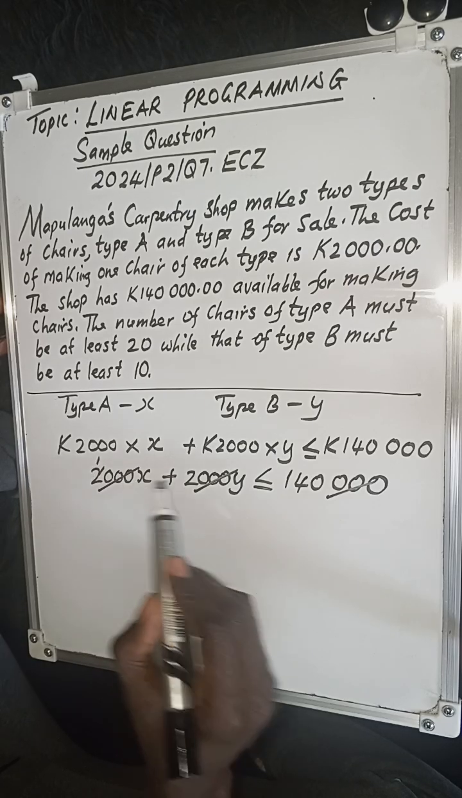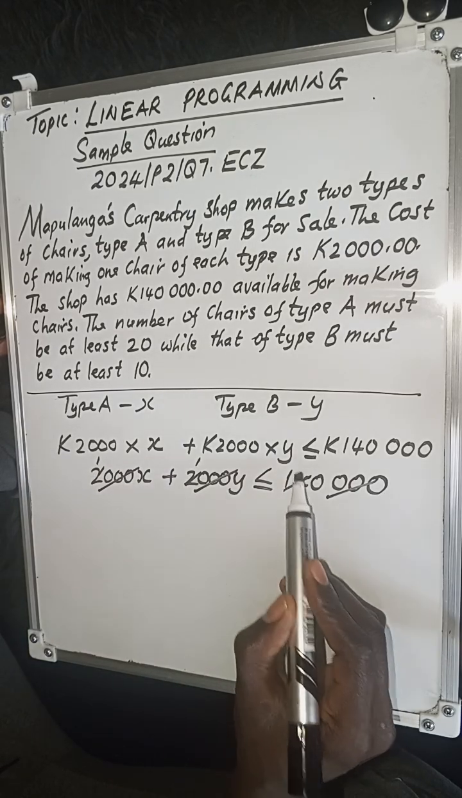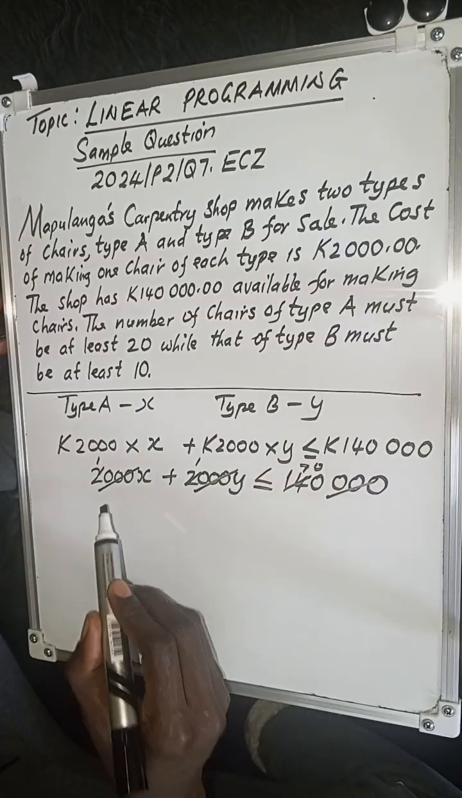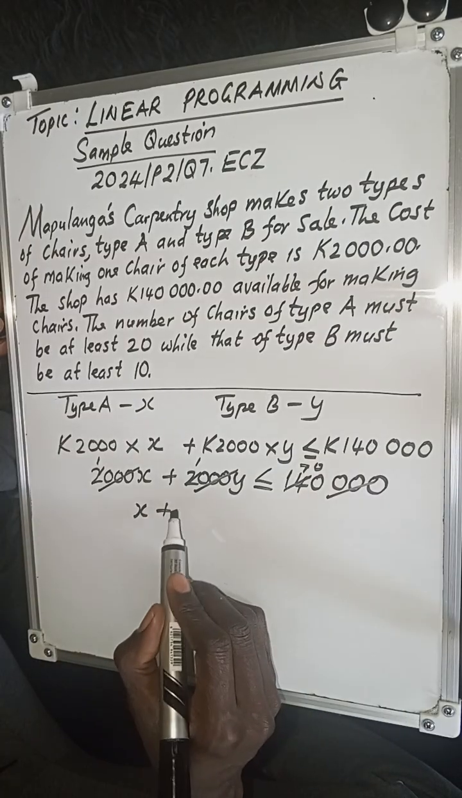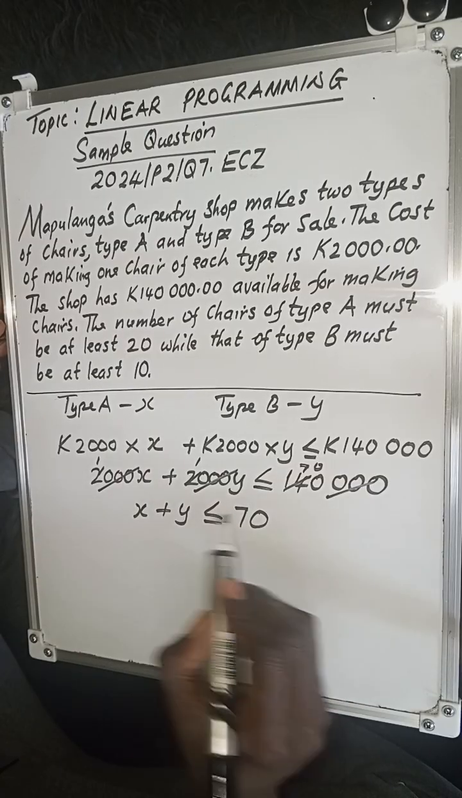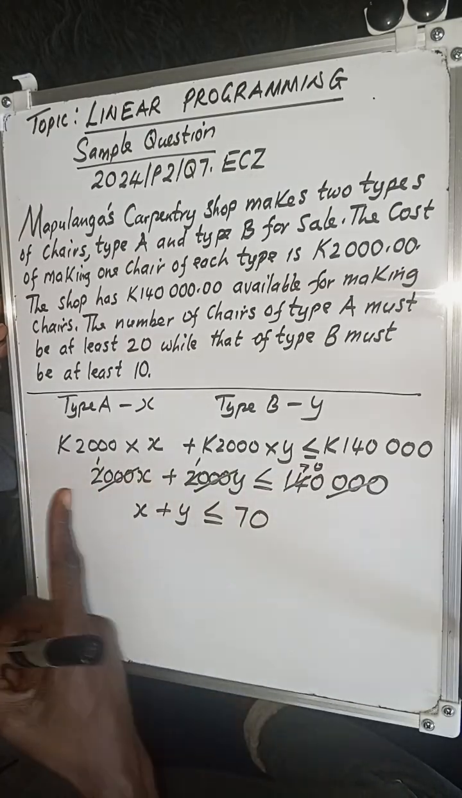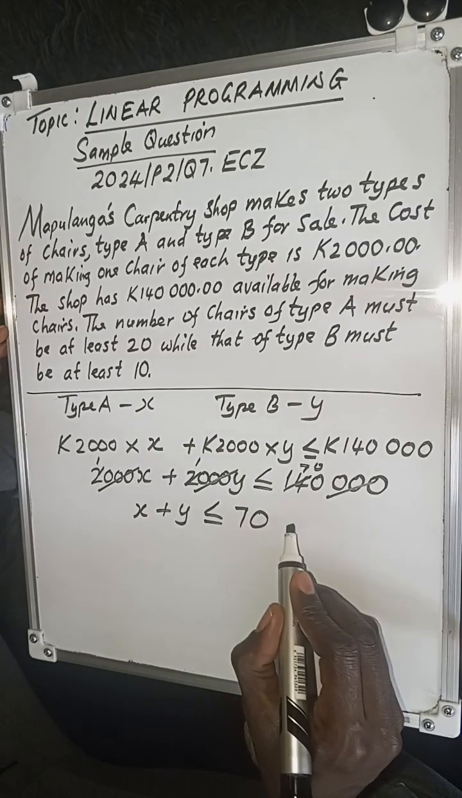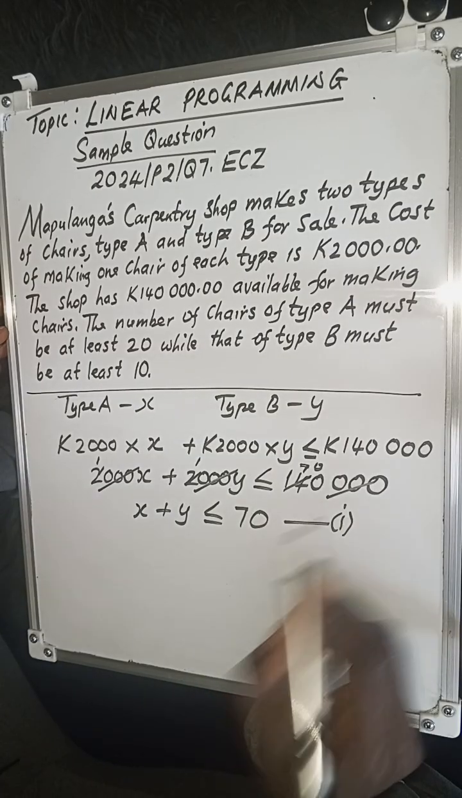2 into 14 is 7, so that will give me 70. So I'll remain with x plus y should be less than or equal to 70. Each time, ensure that you look for a number that can divide through and express it to its lowest terms. So this is the first inequality that we have.